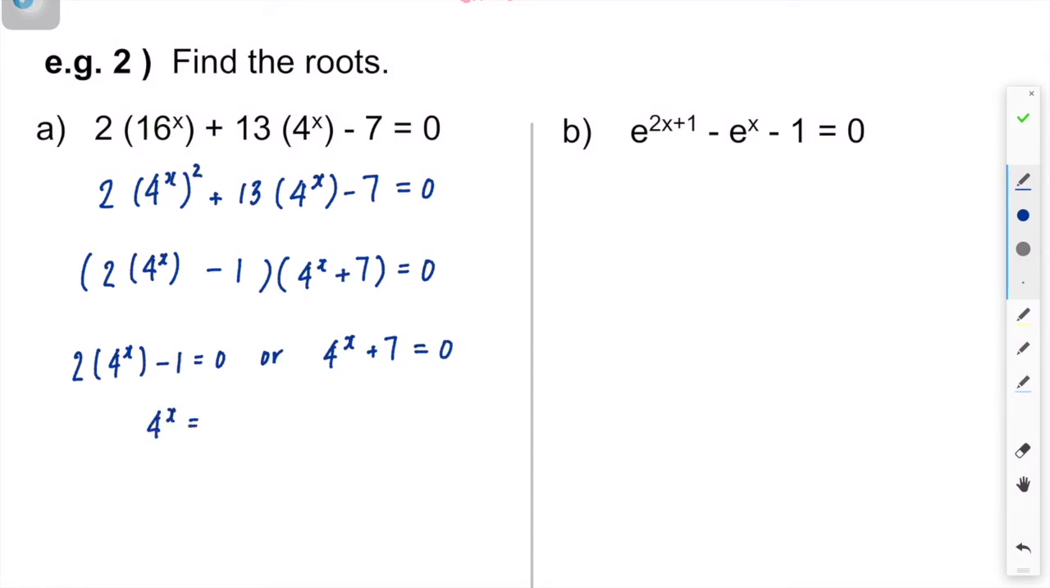So in the first equation, I can put 1 on the other side, divide by 2. Now 4 to what power gives me 1/2? Well, first I know this is a reciprocal, so that must be a negative exponent. And then 4 to the power of 1/2 is the square root of 4. It's 2. So here we go. What about the second equation? 4 to the power of x is equal to negative 7. Is it possible? The answer is no. So this side here, we have no solution. And the only possible solution is x equals negative 1/2.